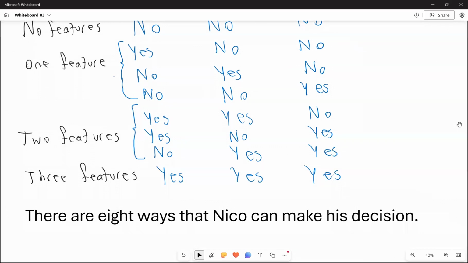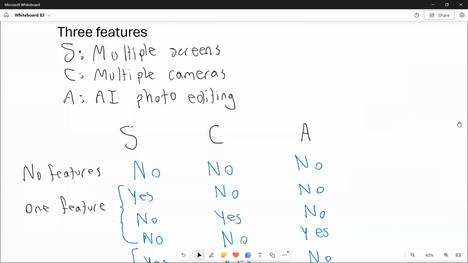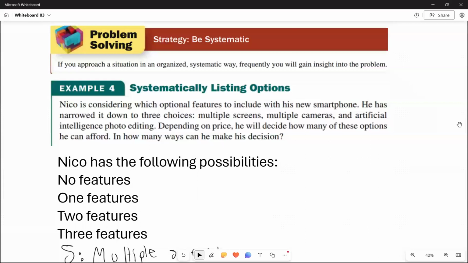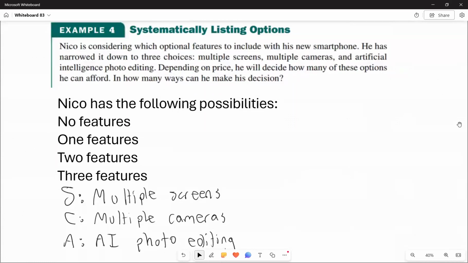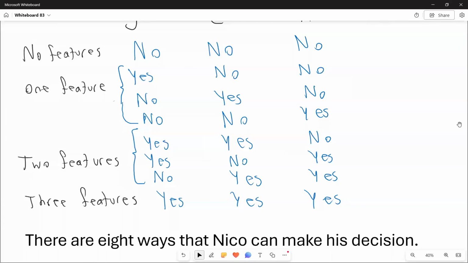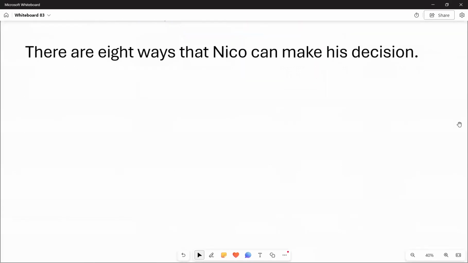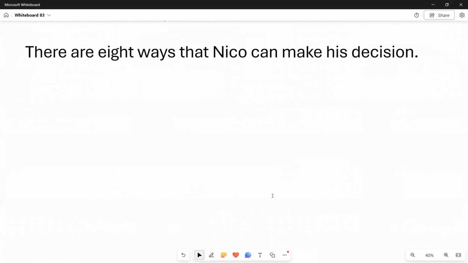Again, we're reading the strategy of be systematic. If you approach a situation in an organized, systematic way, frequently you will gain insight into the problem. The next strategy is to look for patterns. In the video included on my MATLAB, I have an example of the Pascal triangle. I'll do a different type, identifying patterns.